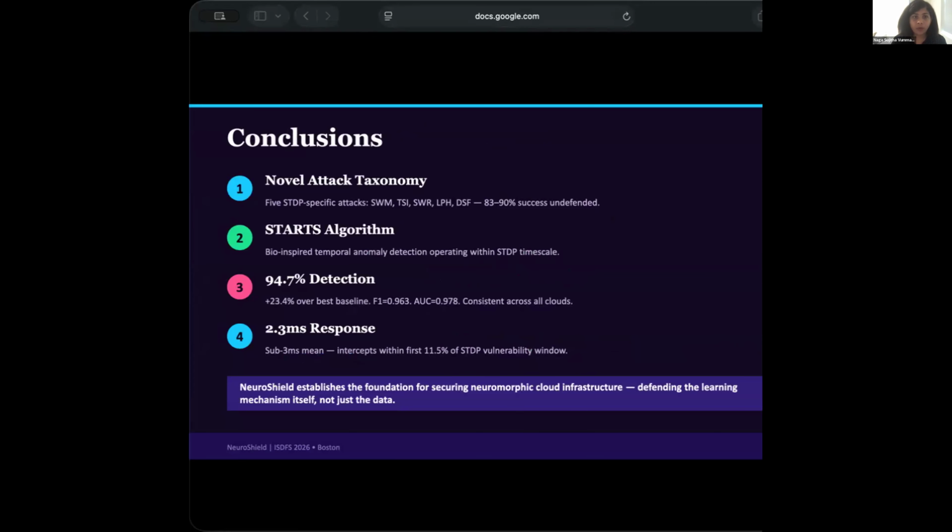So finally, what we conclude here is that as neuromorphic computing scales to cloud infrastructure, we need security frameworks that defend the learning mechanisms themselves, not just the data flowing through them. NeuroShield establishes that foundation.